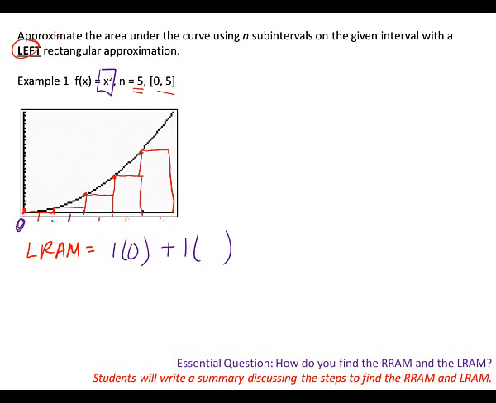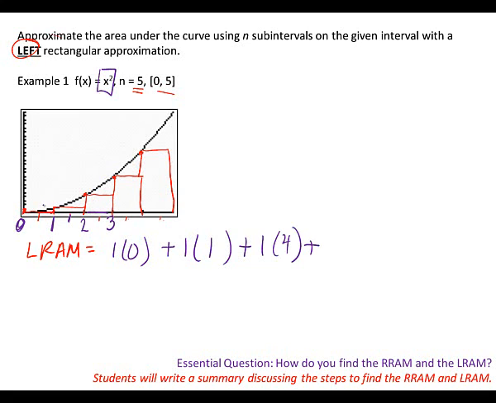All right, my base is still a 1. But this time I'm putting in an x value of 1 for the height of the rectangle. So what's 1 squared? Good. My base length is still 1. This time what number are we putting in to calculate? 2. What's 2 squared? 4. Okay. I'm putting in a 3.